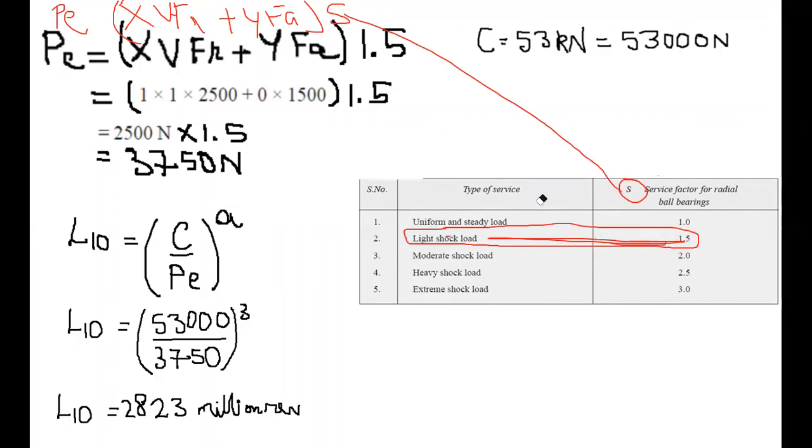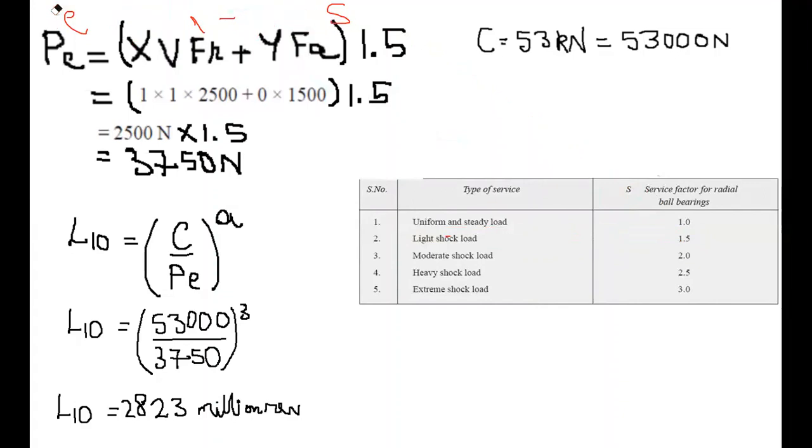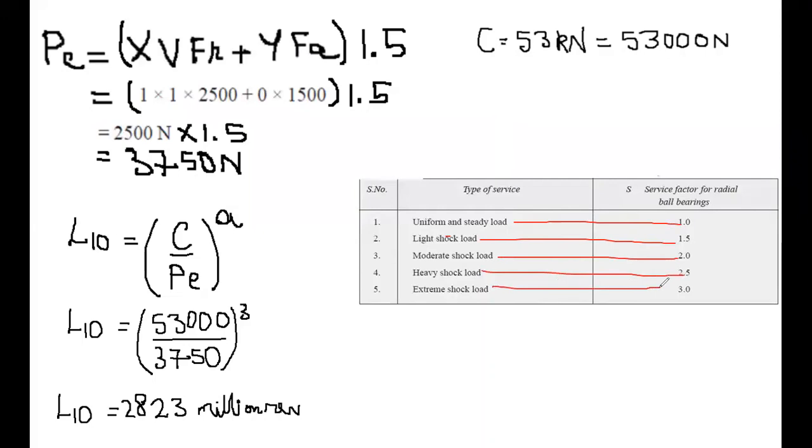I would suggest that remembering this table is not very difficult. It's better if you remember this table: if it is uniform and steady load, S is 1; light shock load, S is 1.5; moderate shock load, S is 2; heavy shock load, S is 2.5; and extreme shock load, S is 3. Here it is a light shock load. That's why we are multiplying here with 1.5.